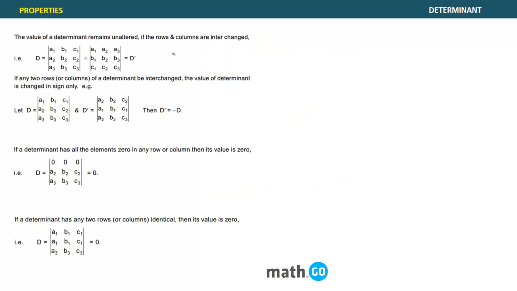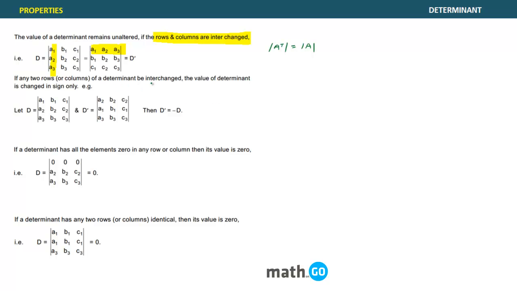Let's just quickly wash through the properties that we should actually understand. The value of the determinant remains unchanged if the rows and the columns are interchanged. That is nothing but if you take the transpose, then the determinant does not change. You can see that A1, A2, A3 were the column 1; here they become row 1. So if you take the transpose, then the determinant of A transpose is equal to the determinant of A. This is what is meant by this property.